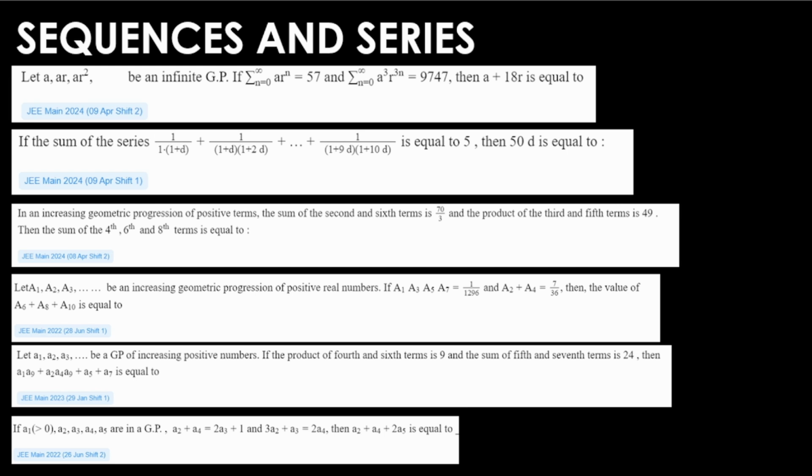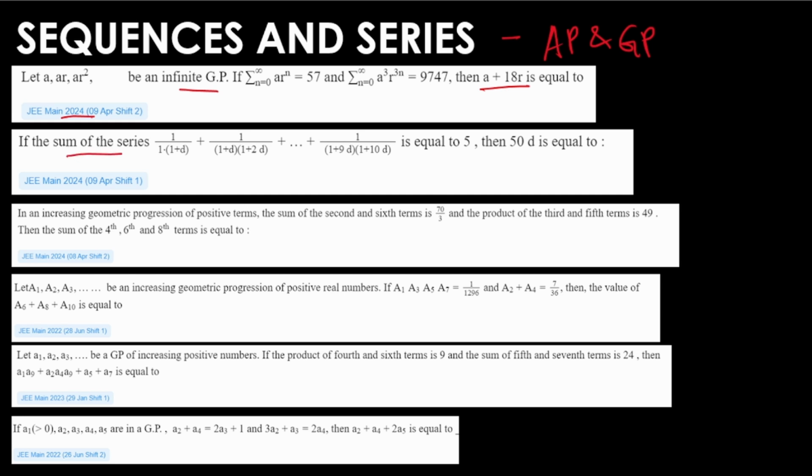So let us start. Mainly in sequence and series, the main concept is we have AP and GP, right? Related to this only, the majority of questions. This is like the backbone of this chapter. We have an infinite GP. An expression is given here. Then you need to find what is A and R. Then substitute it over here. This was asked in 2024, 9th April.